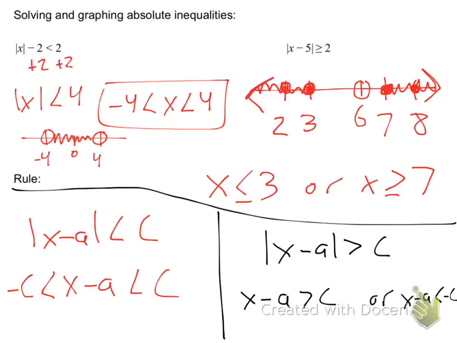But here's the thing, when working with inequalities, when you multiply things by -1, what happens to the inequality sign? It needs to flip or switch, right? So that's why when you get to here, it's x minus a is less than negative c.